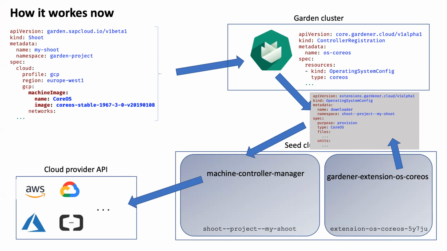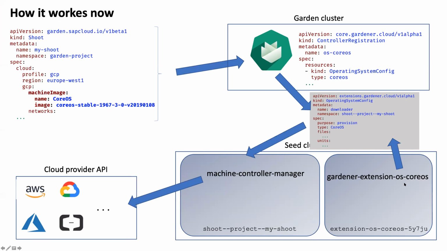Questions to this process? How does the CoreOS extension and the machine controller manager work? At least from the arrow, it is not obvious to me how that works. How the CoreOS extension controller works? Or with the machine controller manager, that is not clear to me fully, at least from the picture.